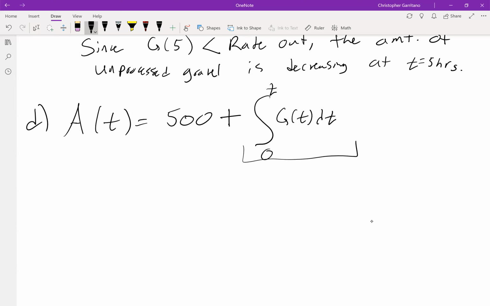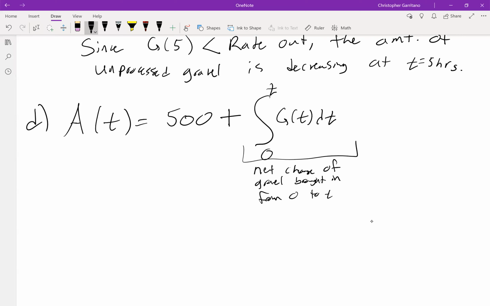And so the total amount of gravel at any time t would be this initial starting point plus whatever was brought in. This gives you net change of gravel brought in from 0 to t. Okay, but of course there is gravel being processed, and so we do have to take that into account.